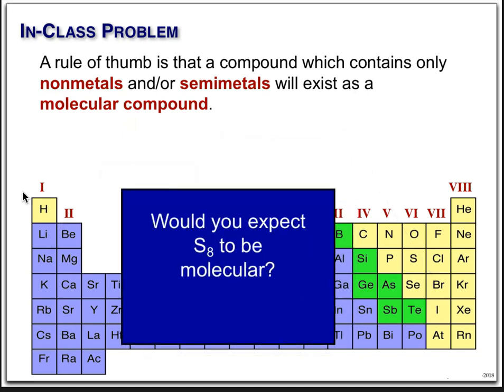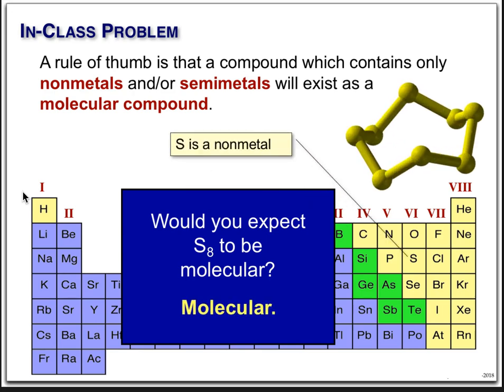And finally, remember I said that chlorine forms Cl2, right? We understand why and how now. Bromine does, Br2, etc. Sometimes elements are just happiest if they're stuck together. Sulfur is one of those. What are the bonds in S8? Well, sulfur is right here. It's a nonmetal. Therefore, this is a molecular compound. Looks like a crown, kind of cute.